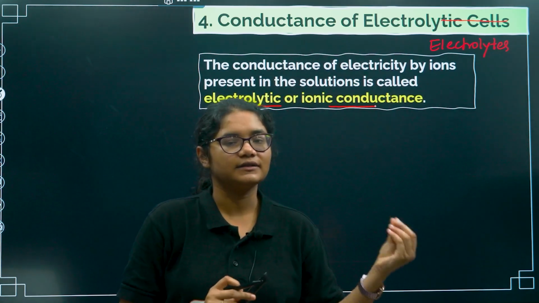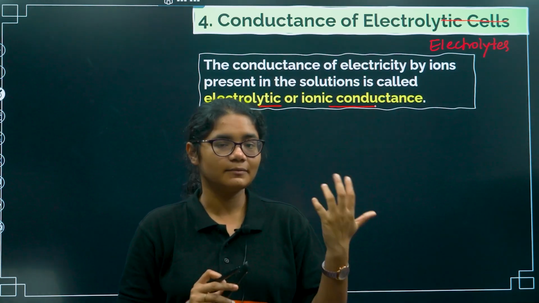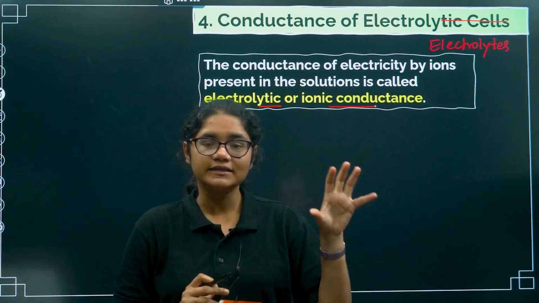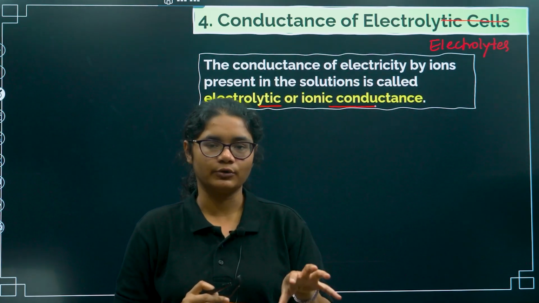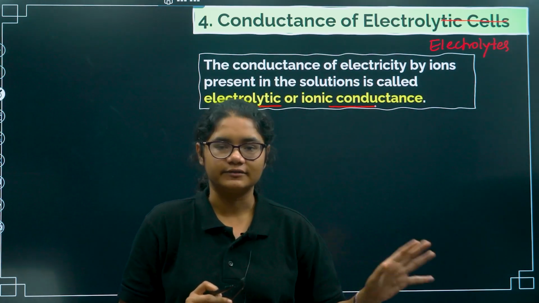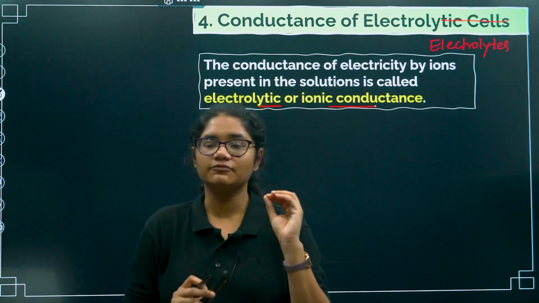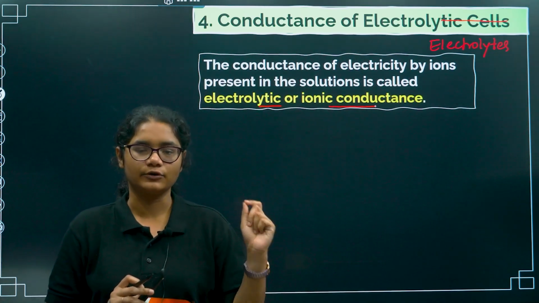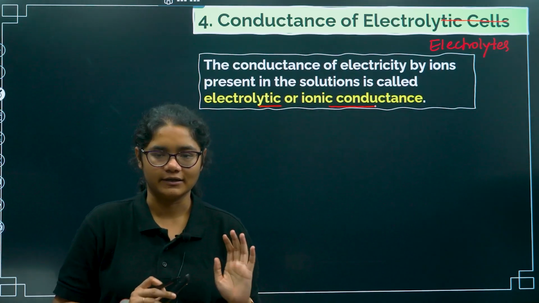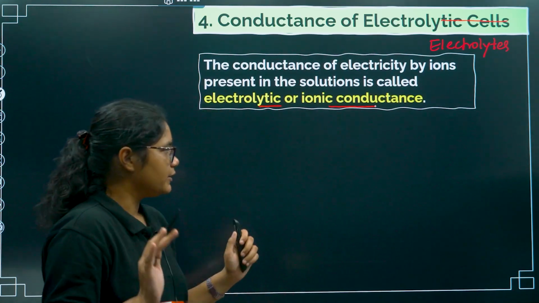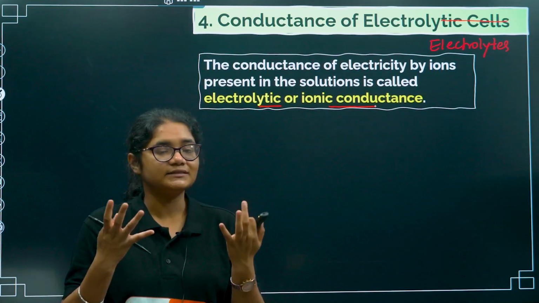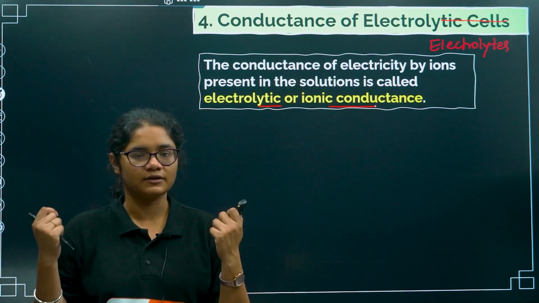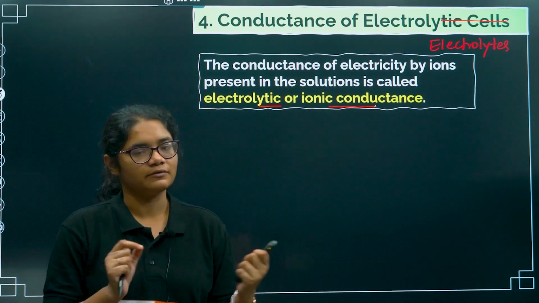Metals are good conductors of electricity, but there are some solutions which contain ions in them. These types of solutions are called electrolytes, and they can conduct electricity. So the conductance of electricity by ions present in a solution is called electrolytic or ionic conductance. Now we are going to study the conductance of these electrolytes. How do they conduct electricity? What are the different formulas? What are the different terms that are used? We will learn that now.